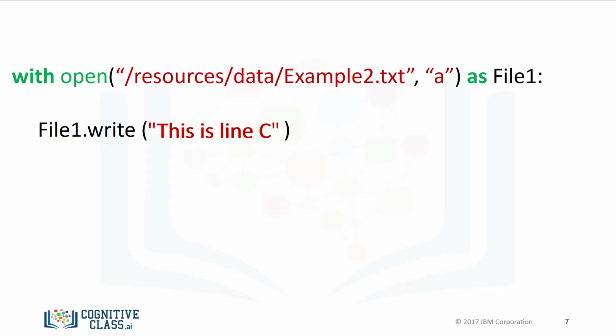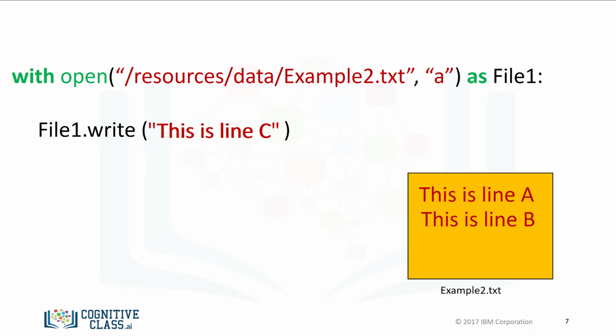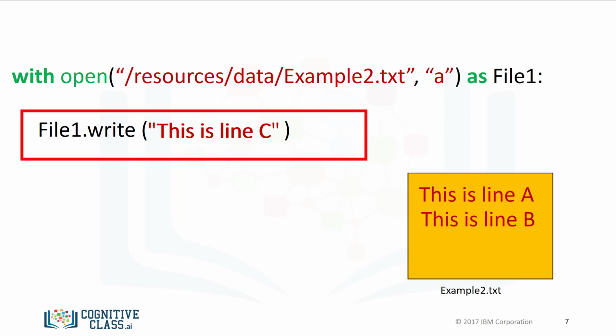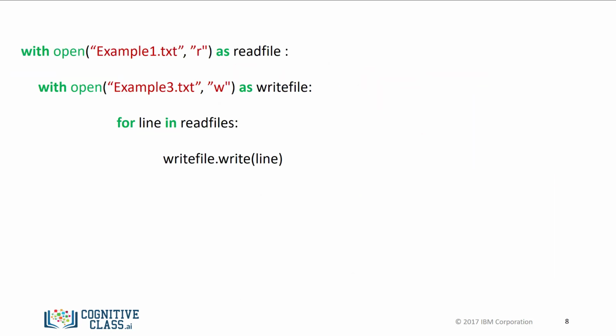We can set the mode to append using a lowercase a. This will not create a new file, but just use the existing file. If we call the method write, it will just write to the existing file, then add, "This is line C," then close the file. We can copy one file to a new file as follows.